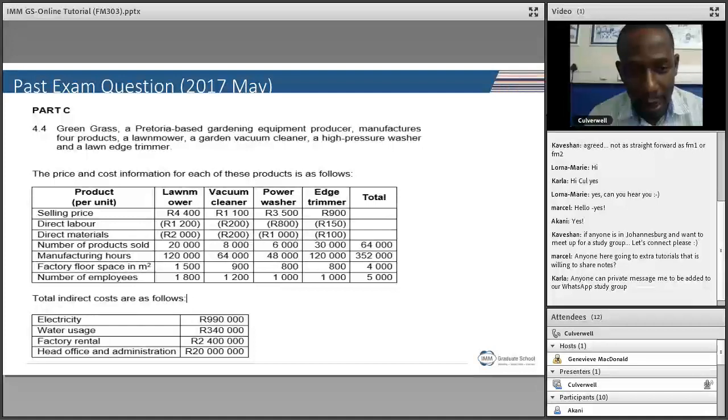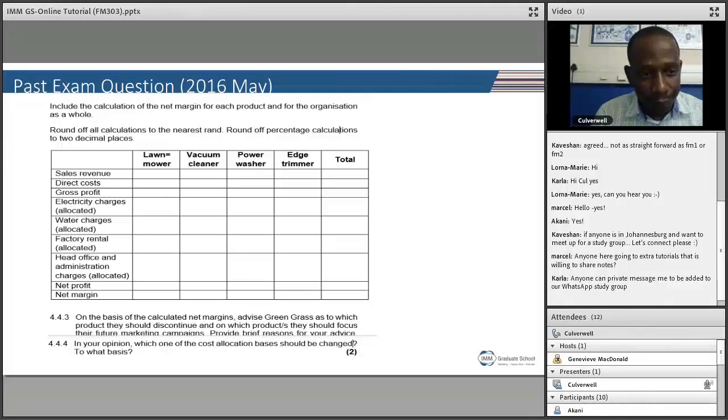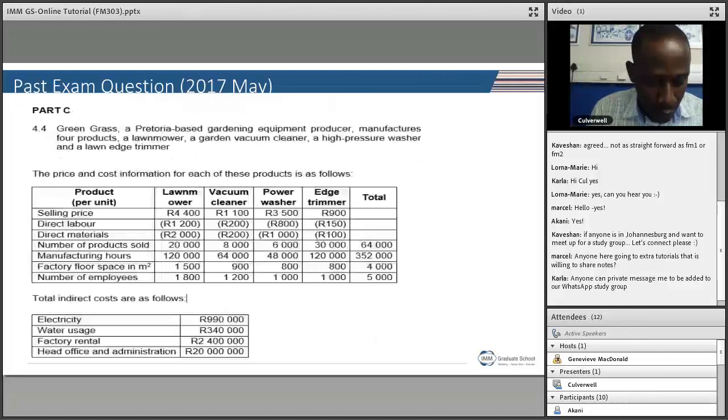64 million. It's going to give you 64 million as your direct cost. So my direct cost for lawnmower is 64 million. Remember, we had our sales for lawnmower being 88 million. Now I've got my direct cost for lawnmower being 64 million. Let me also do the same for vacuum cleaner so as to drive this point home.